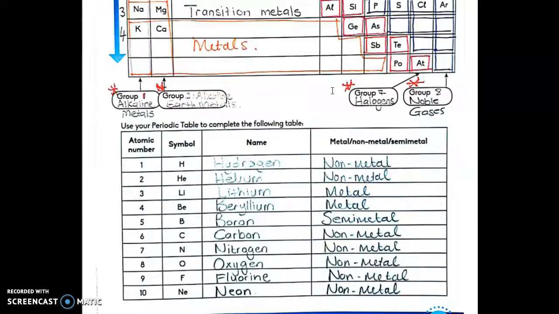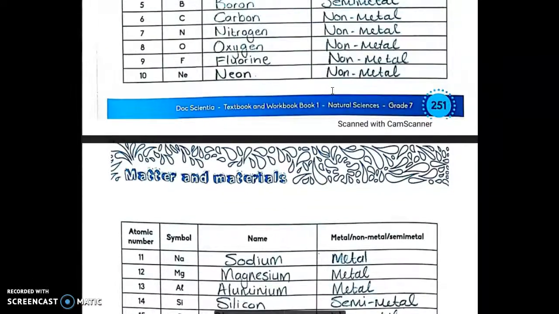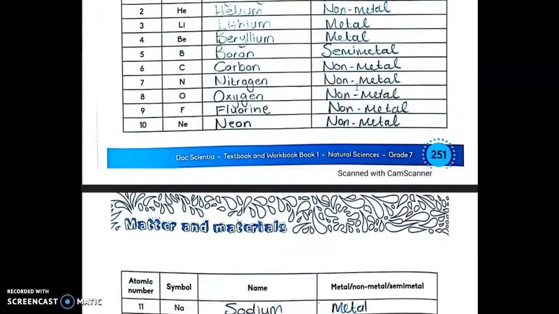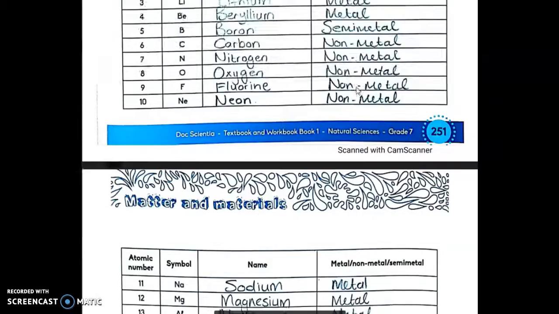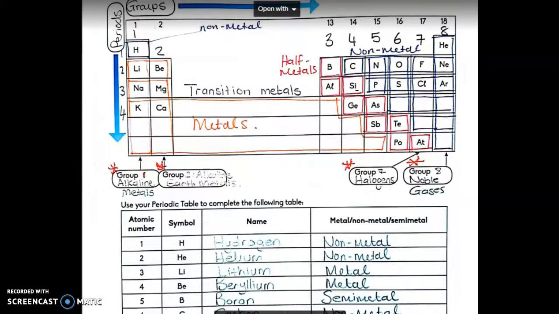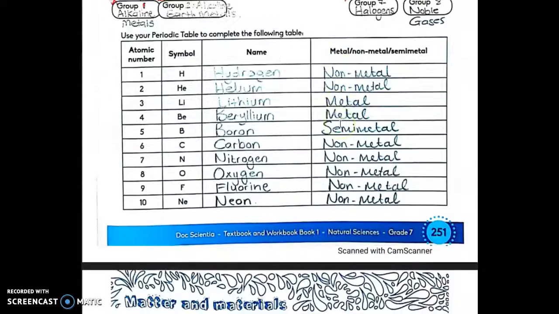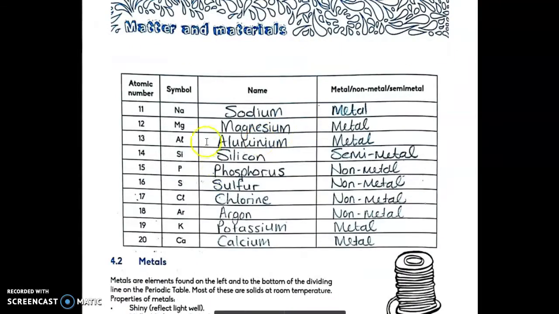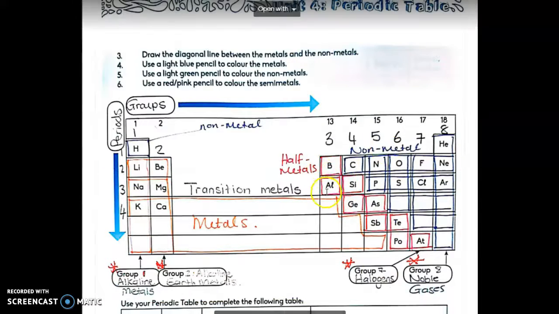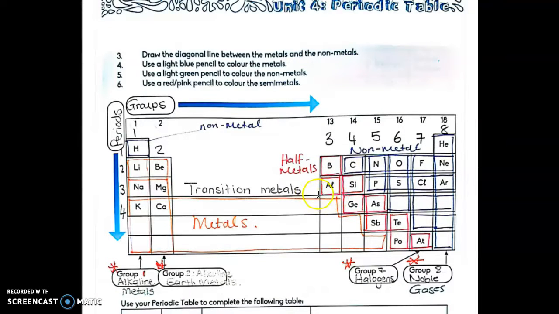Al is aluminium, and that's also a half metal. Si, that is silicon, and that's a half metal. Aluminium, now that was wrong then. Aluminium is a metal. So this table is colored in wrong. That is a metal.